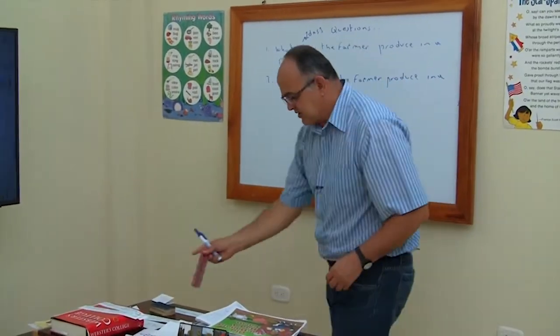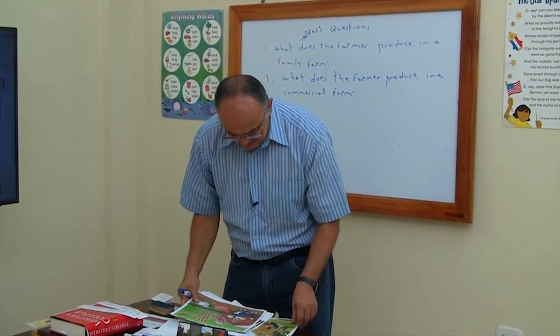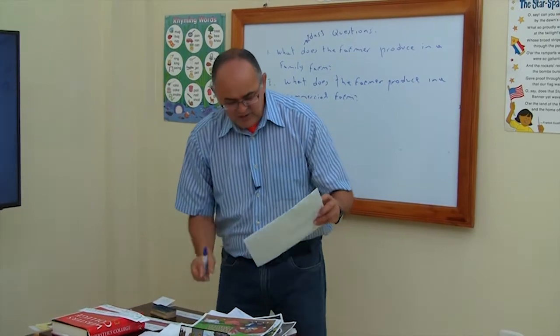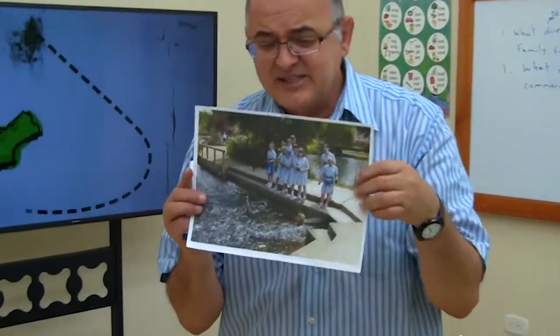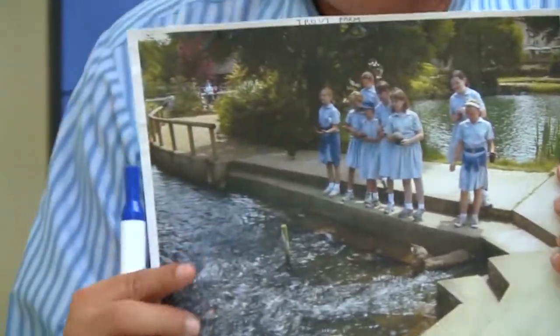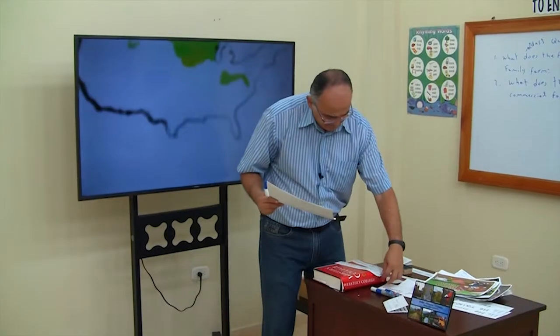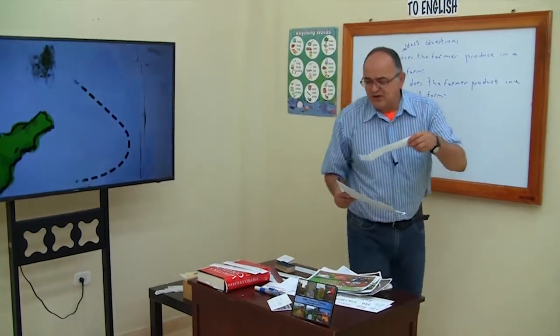I'm going to show you a picture of a trout farm, so you can get familiar with the trout farm. Here in this picture we have a trout farm. You see a big tank where the farmer can raise the trout. We put it here, a trout farm. The trout farm will be here.